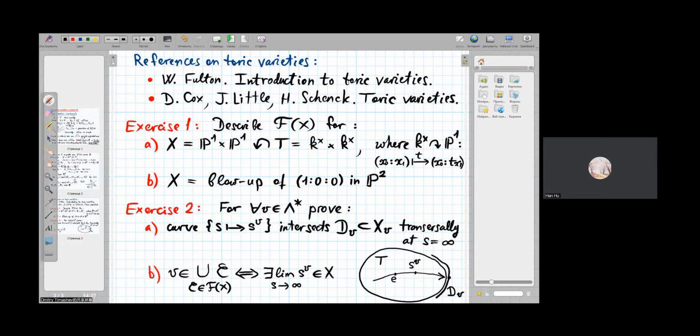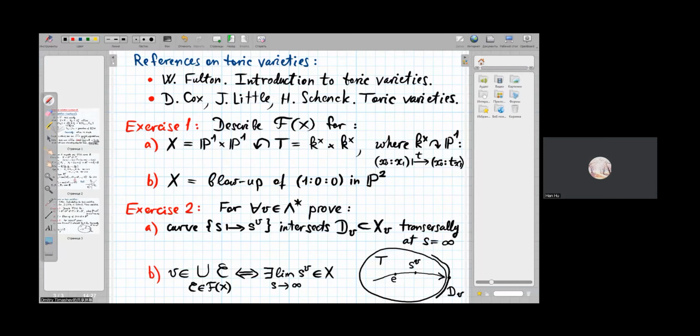Okay, so these are the exercises about toric varieties, and I will finish the discussion of toric varieties at this point. Any questions so far? Well, the right condition of part B is that there exists a limit, right? Yes.